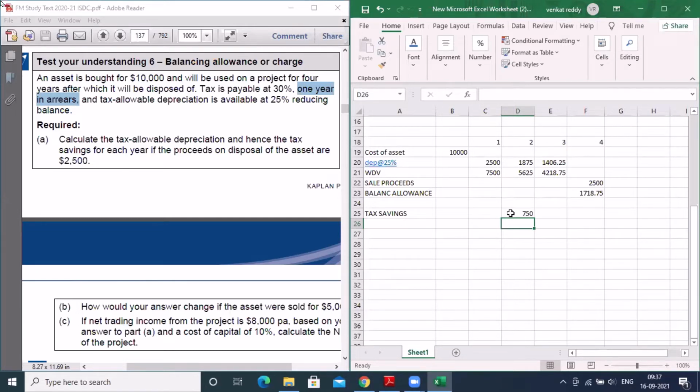So how did we get 750? The depreciation of the first year is 2,500 and the tax rate is 30%. So 2,500 into 30%, we got a tax saving of 750. Is that clear? Now, can you let me know what will be the tax saving in the next year?